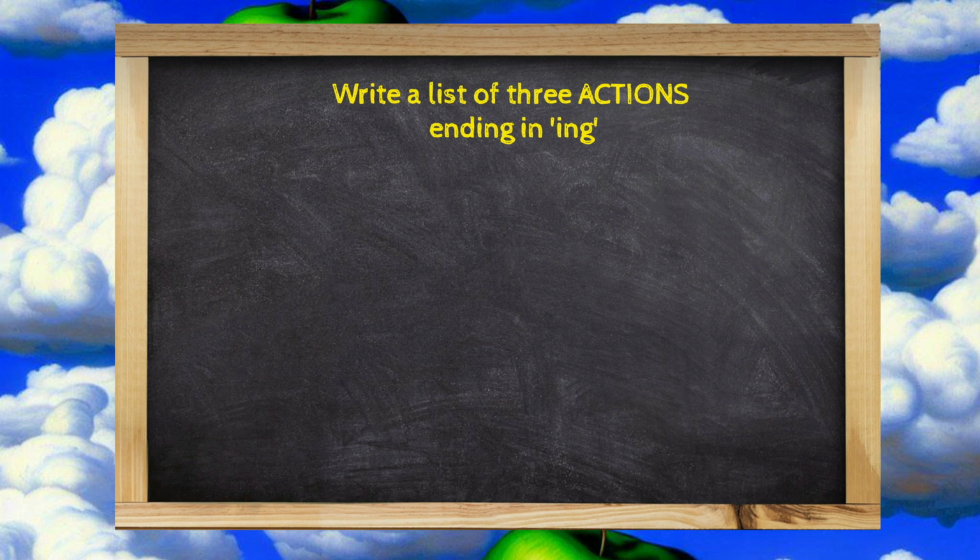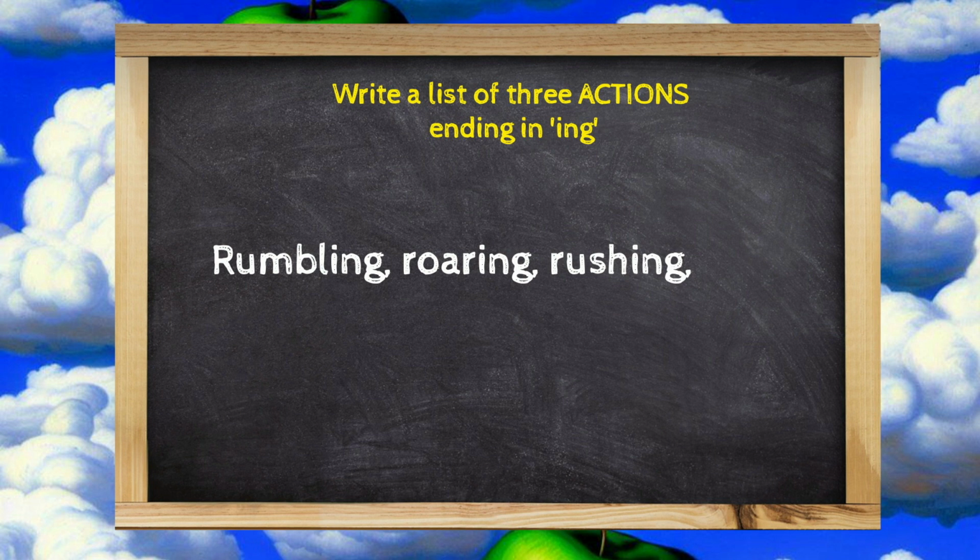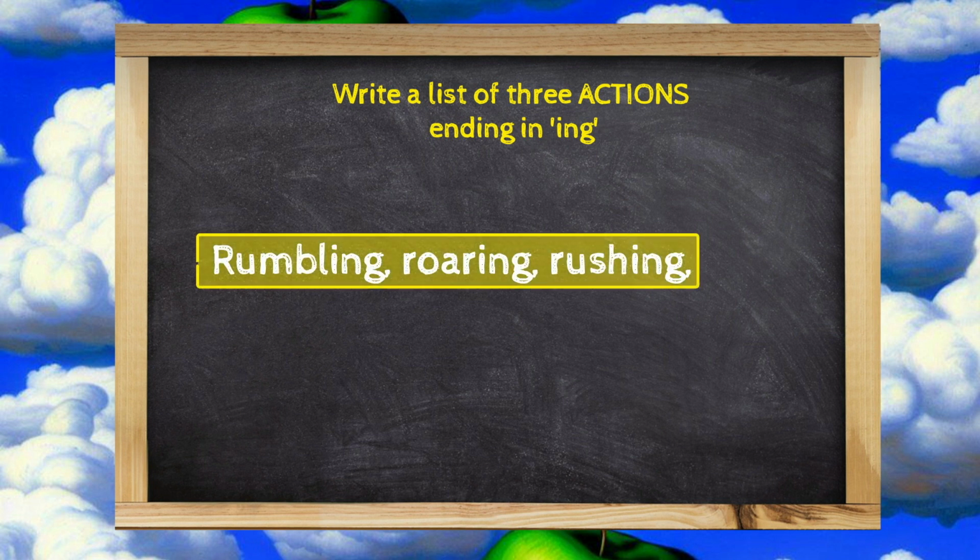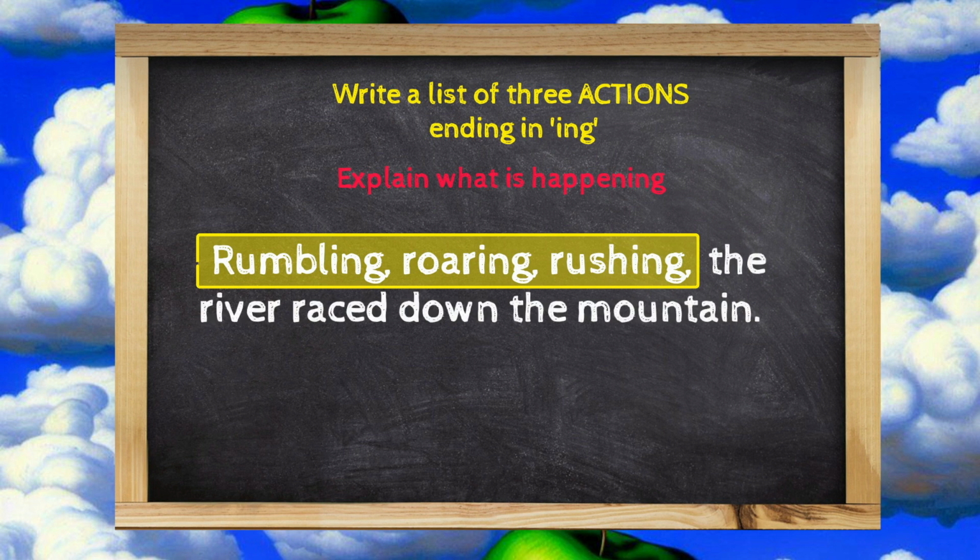Once again, begin with a list of three actions that end in ing. Choosing verbs which have alliteration can be very effective. Rumbling, roaring, rushing. Finish by explaining what is happening. The river raced down the mountain. Let's look at some more examples.